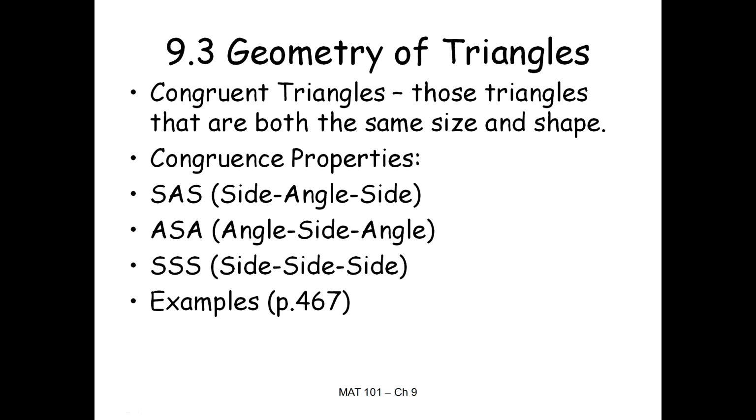In order for two triangles to be congruent, they have to have a side, angle, and side that are compared to another triangle with the same side, angle, and side, or angle, side, angle, or side, side, side.